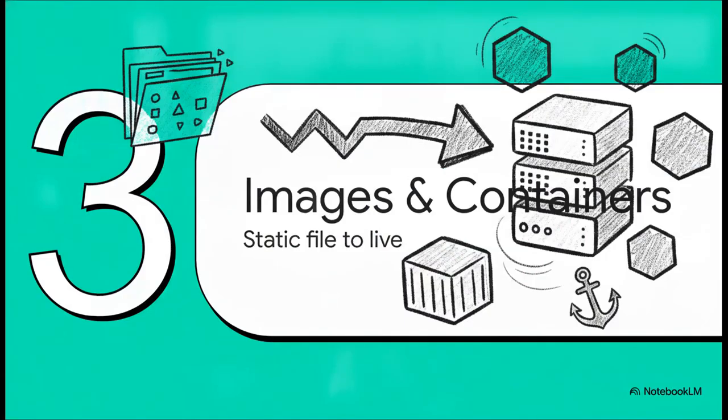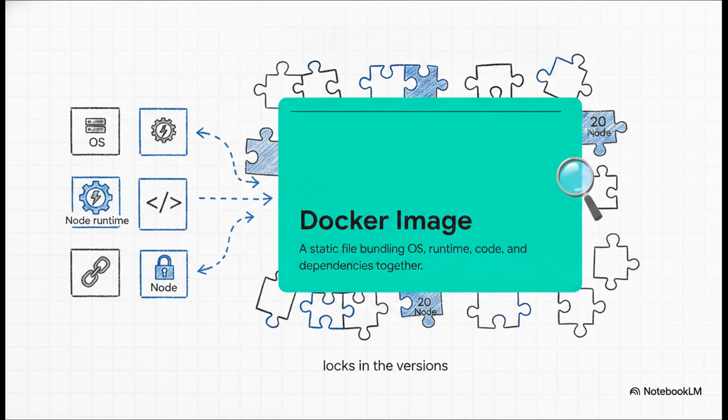Section 3, images and containers explained. From static file to live server. To really get Docker, you just need to know 2 key terms. First up, the image. Docker compiles that minimal OS, the runtime, the code, and the dependencies into a single static file called an image. Think of it as a perfectly locked-in snapshot of your local setup. If you use Node 20, that image has Node 20 baked right in.